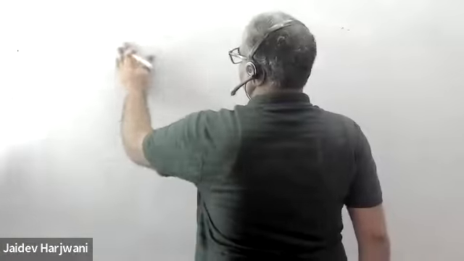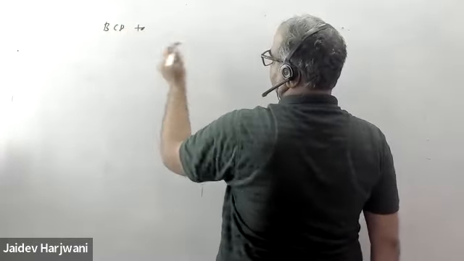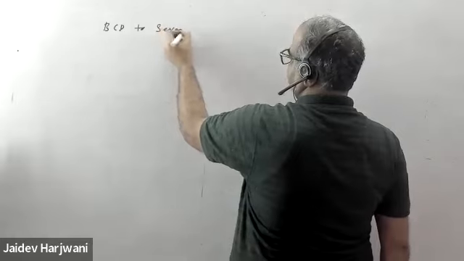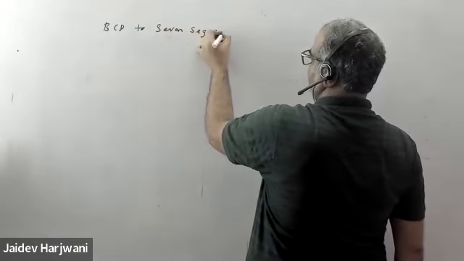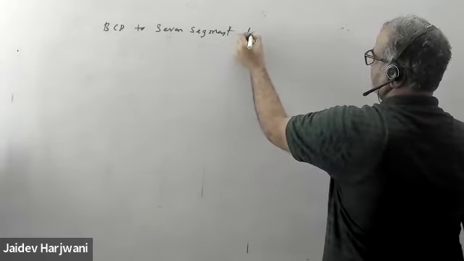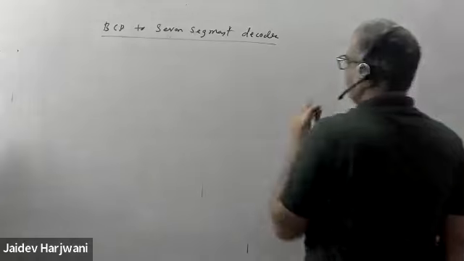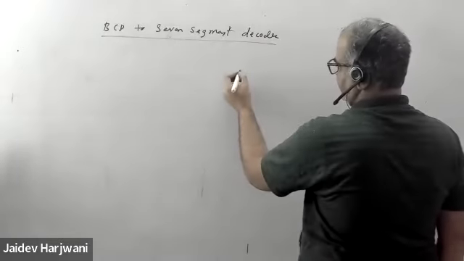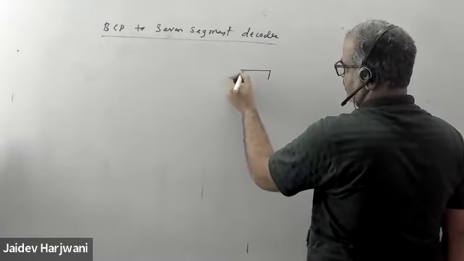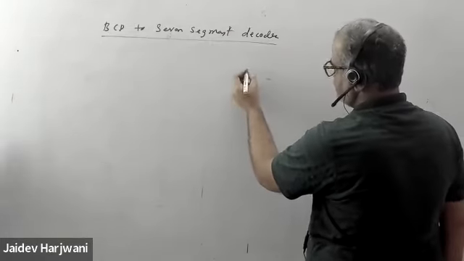Now the next is BCD to 7 segment decoder. BCD to 7 segment decoder. What is a 7 segment decoder? Okay, for example, you have these LEDs.